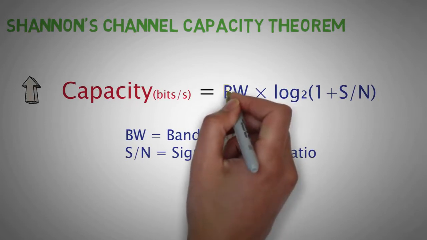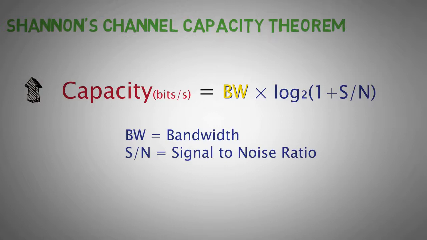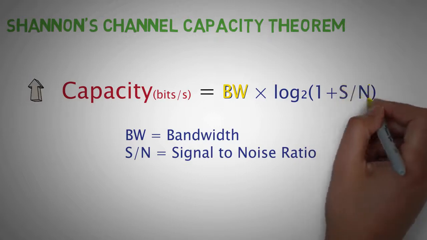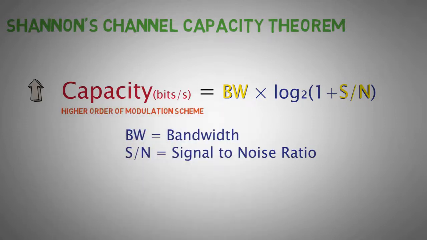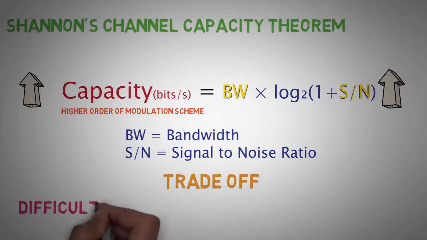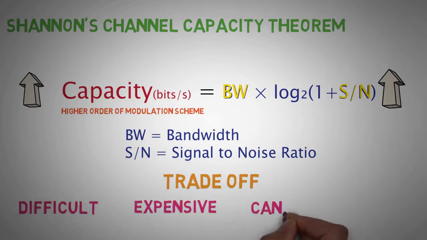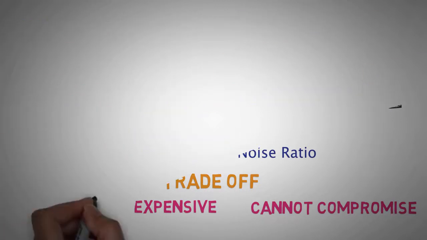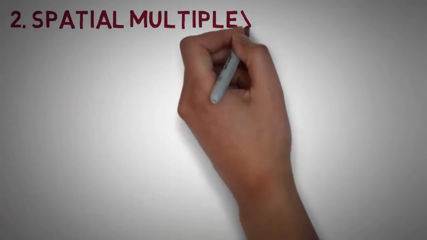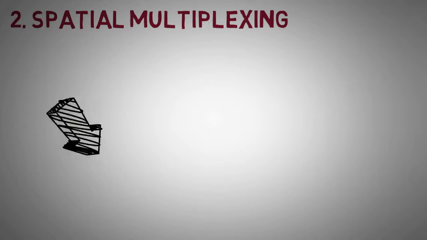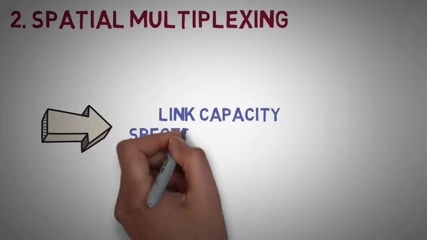a given bandwidth. The capacity is also limited by the signal-to-noise ratio of the received signal. By using a higher modulation scheme, we can certainly increase channel capacity, but for that, we have to have a high signal-to-noise ratio. This trade-off can be difficult, expensive, and sometimes we cannot compromise. Therefore, it is necessary to look at other ways of improving the data throughput for individual channels. Using spatial multiplexing, wireless communications can effectively utilize link capacity and spectral efficiency.